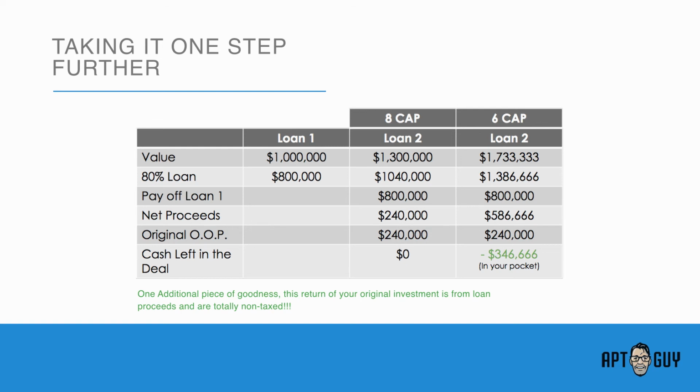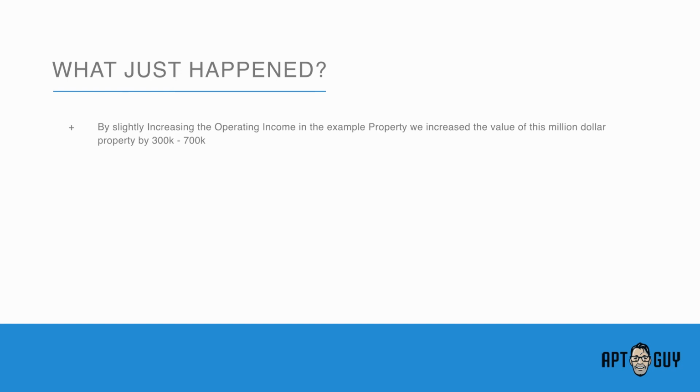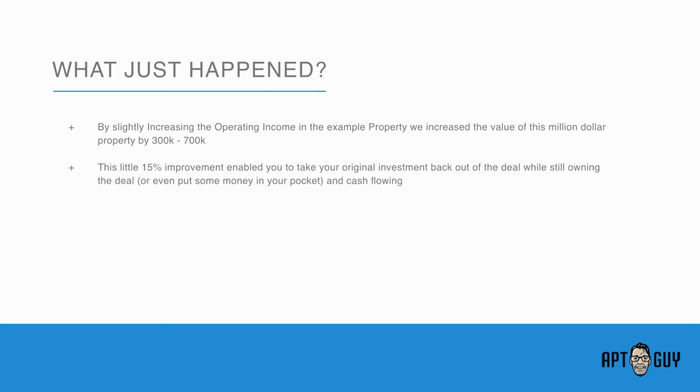So what in the hell just happened? By slightly increasing the operating income in the example property, we increased the value of this $1 million property by $300,000 to $700,000. This little 15% improvement enabled you to take your original investment back out of the deal while still owning the deal, or even put some money in your pocket, and you're still cash flowing. Now, with nothing in the deal, you have an infinite return and can use the cash back in your pocket to buy the next one or head to Vegas.